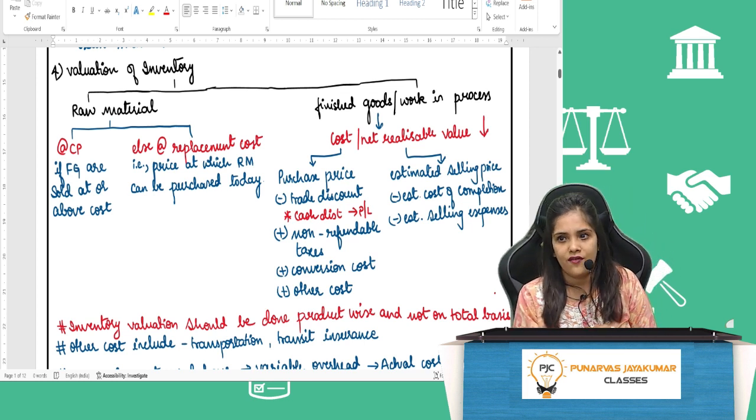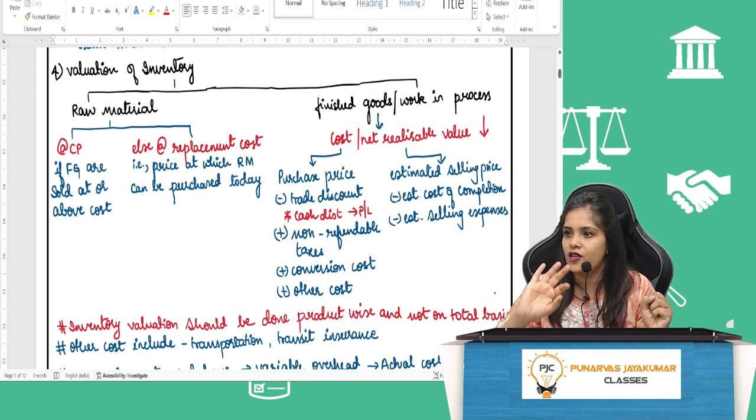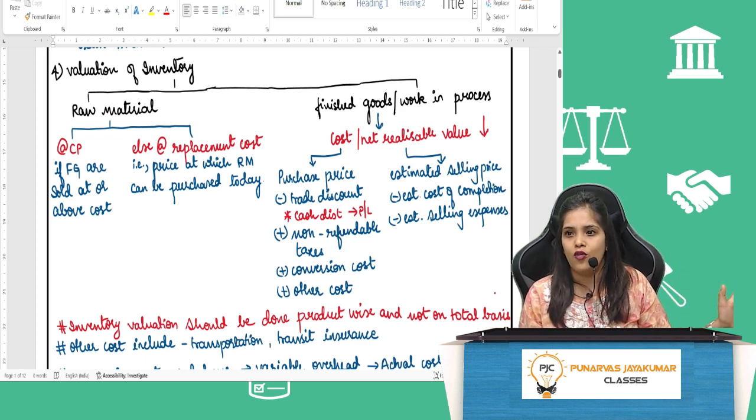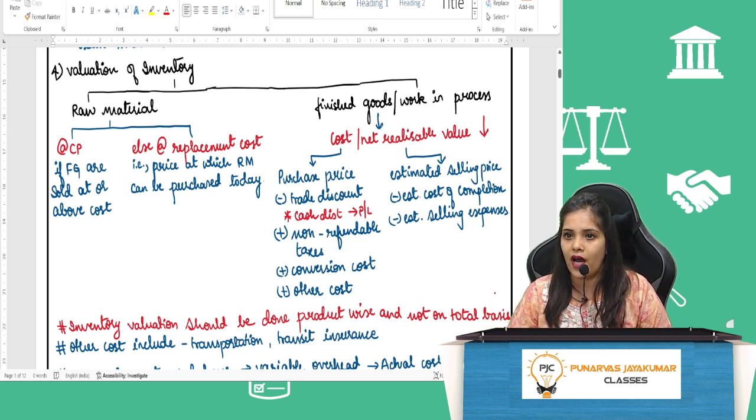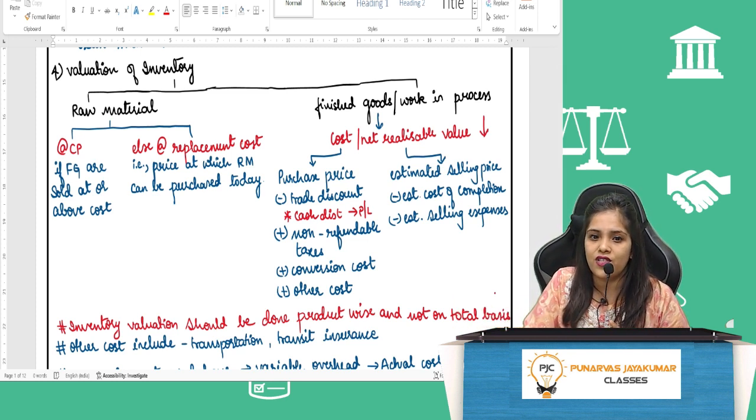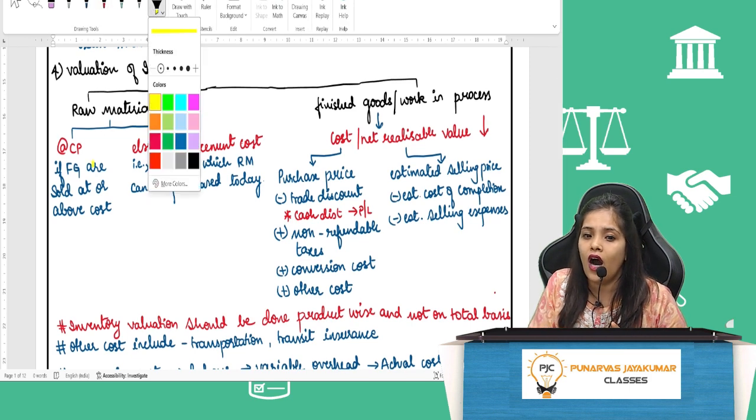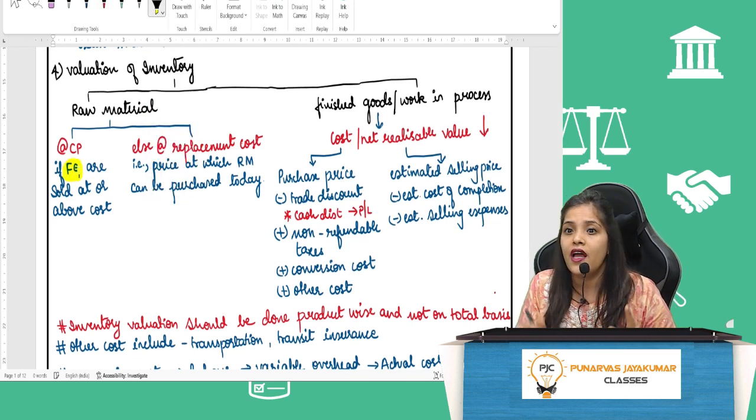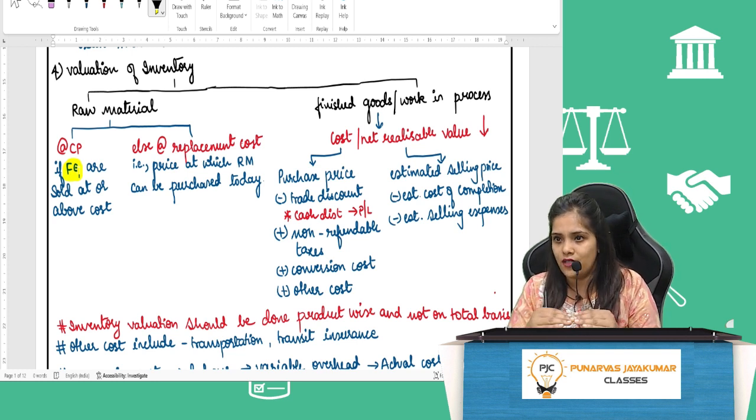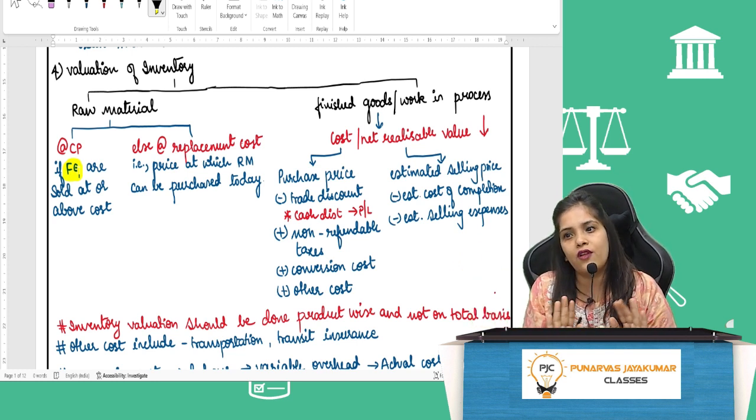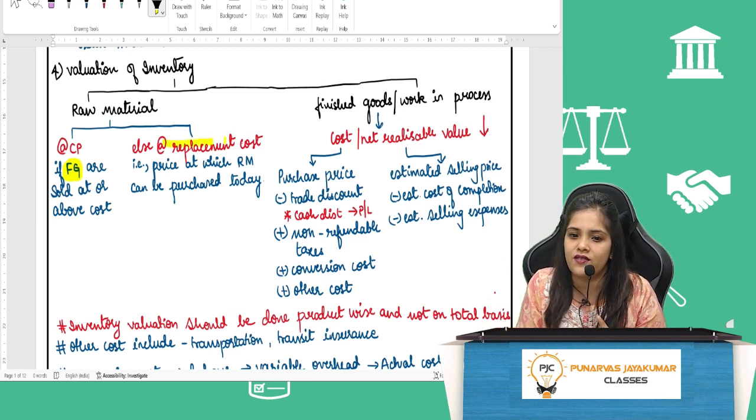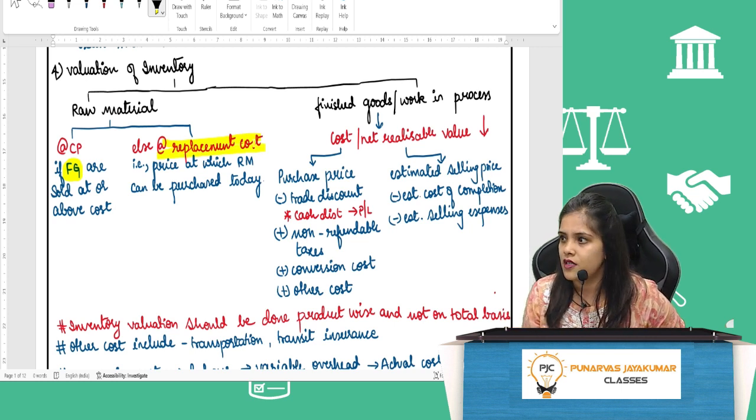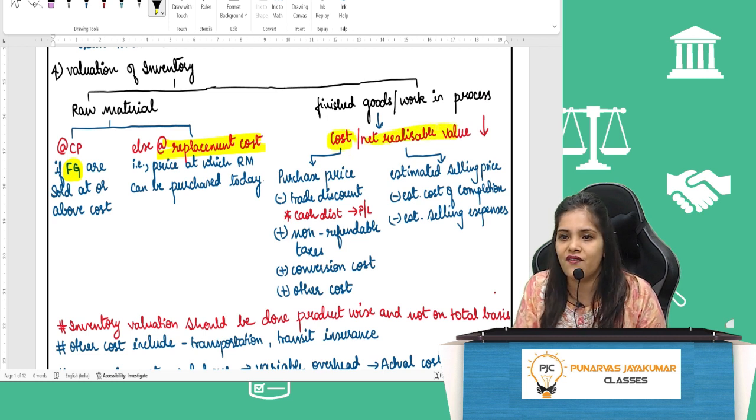Now, whenever you're valuing inventory, you should first divide your inventory into raw material and finished goods and WIP. Matlab finished goods and WIP valuation is one, raw materials ka valuation is one part. Raw materials ka valuation will always depend upon how you are valuing your finished goods. If the finished goods are valued at cost or above, then the raw materials will be valued at cost. But if the finished goods are valued below the cost, then raw materials will be valued at replacement cost. Clear till here? Now, finished goods and WIP should always be valued at cost or NRV, whichever is less.